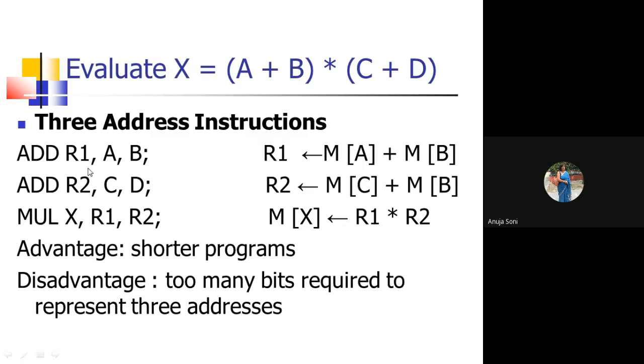Similarly, we come to C plus D. So add R2, comma C, comma D. How will it work? What will be its meaning? You have to specify that M of C will be added to M of D, and the result will be stored back to R2. Now one value has come up in R1, another value in R2. What ultimately has to be done? These two need to be multiplied using the three addresses. So you will give MUL.